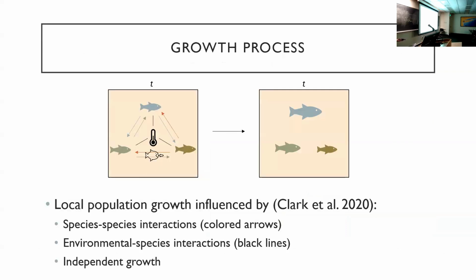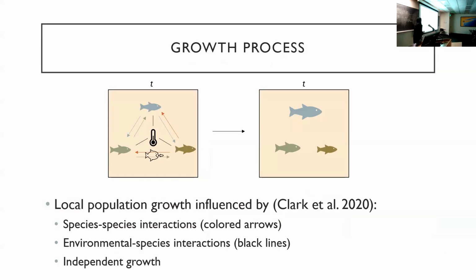It's probably my favorite part to talk about, and hopefully it feels a little bit familiar. So we are going to assume in our model that local population growth, so by local, I mean within a specific areal unit, so we're looking at one of those little 16 squares. Within a specific areal unit, we believe that population growth is influenced by species-species interactions, which are denoted by these little arrows back and forth.